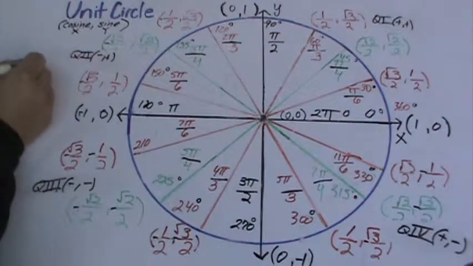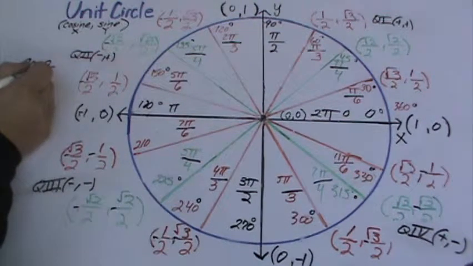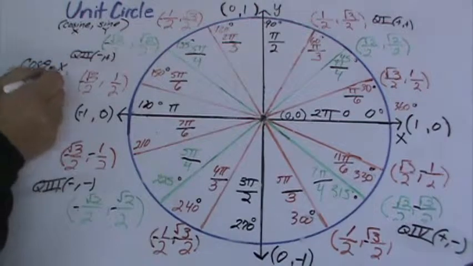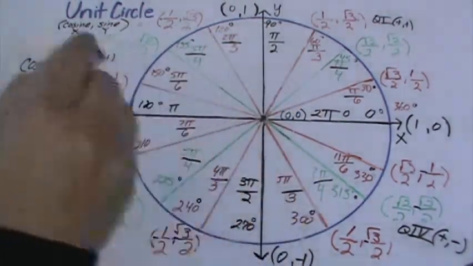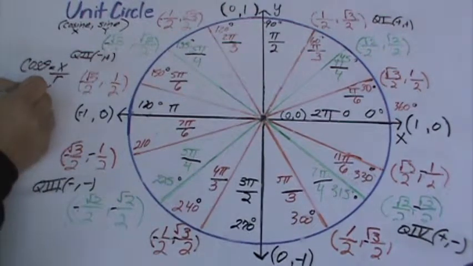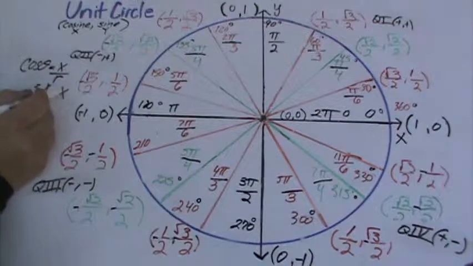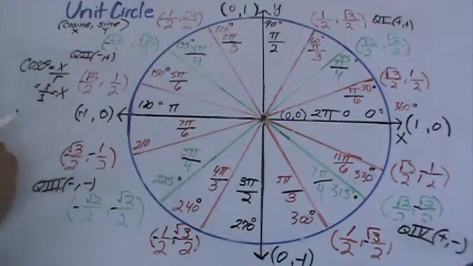So let's start with cosine. Cosine is always x over r, which is your radius. Now remember, on the unit circle, your r is always a 1. So it's going to be x over 1, which of course is just x. And that's how cosine is your x value.